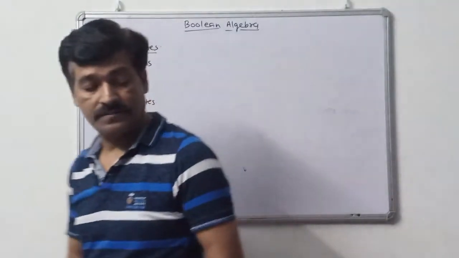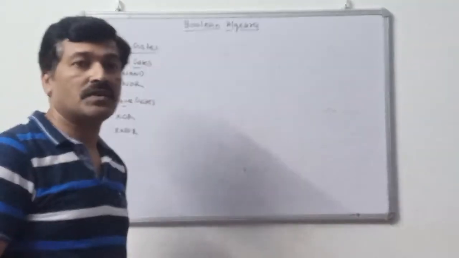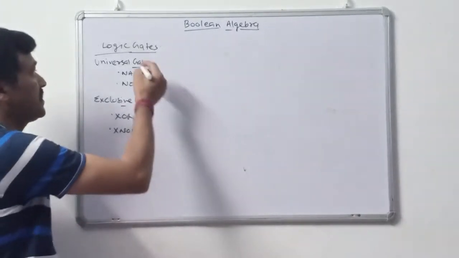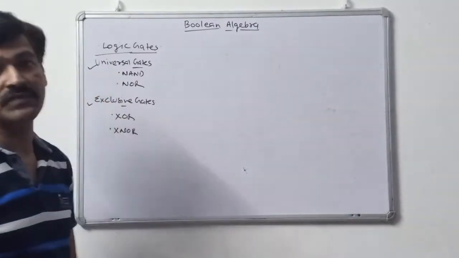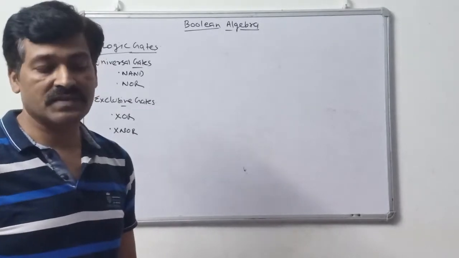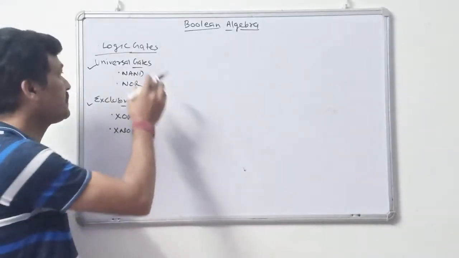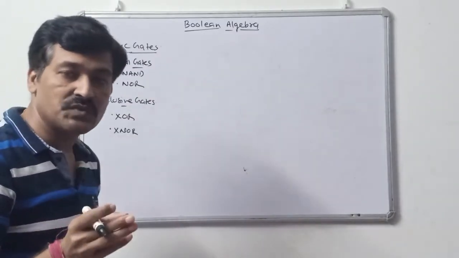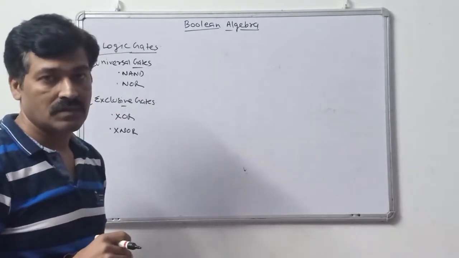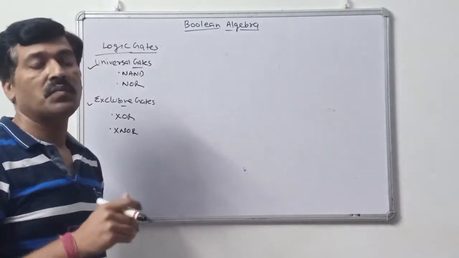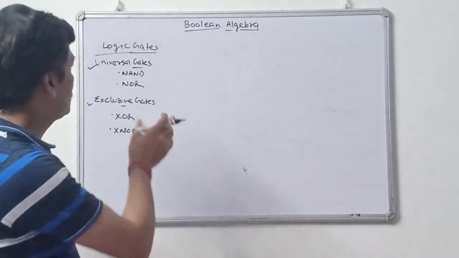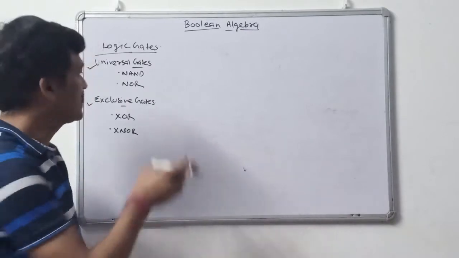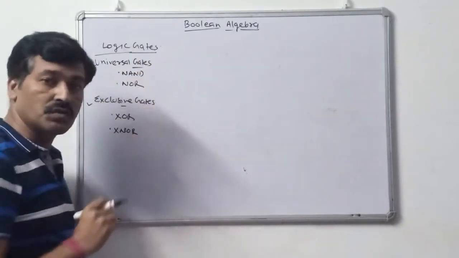Good morning, dear students. In the continuation of Boolean algebra and logic gates, we will now discuss universal gates and exclusive gates. In the first video, we discussed the basic gates of Boolean algebra. Now the universal gates. Universal gates are the gates by which we can create the basic gates also. By using NAND and NOR, we can create the basic gates. That's why they can be used in place of basic gates, and that's why these two are known as universal gates.